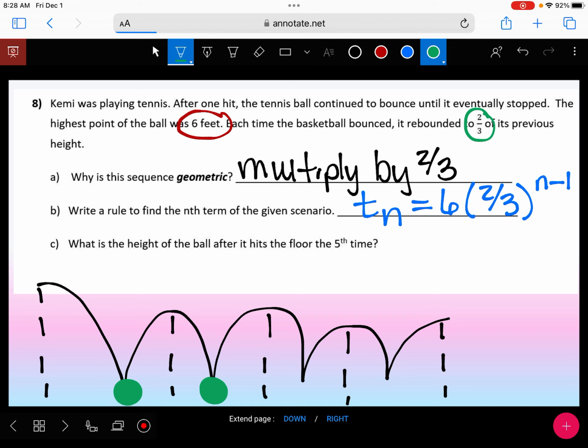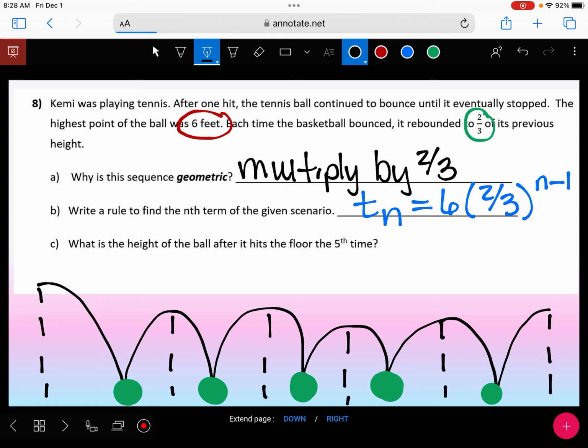So this is the ball every time it hits the ground. Oh, I need another bounce. Hold on, let me add another bounce. So this initial height, 6 feet, that's my T1. After it hits the ground the first time, the next height is T2. After it hits the ground the second time, is T3. After the ball hits the ground the 5th time, we're really looking for T6.